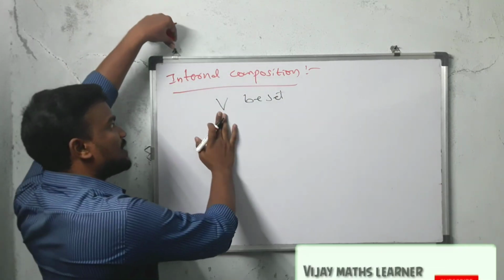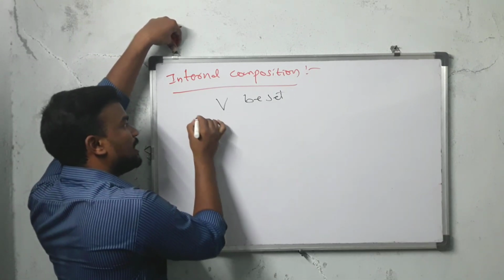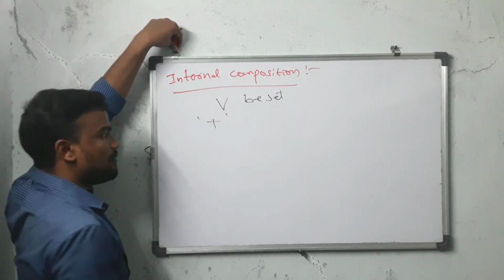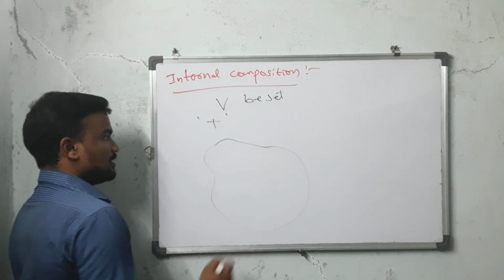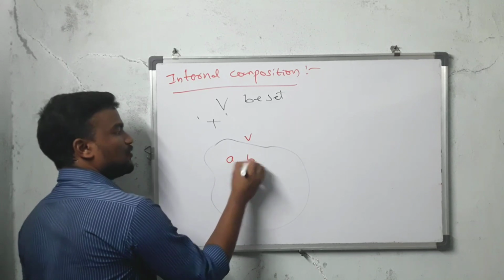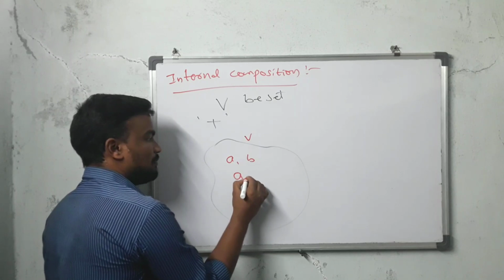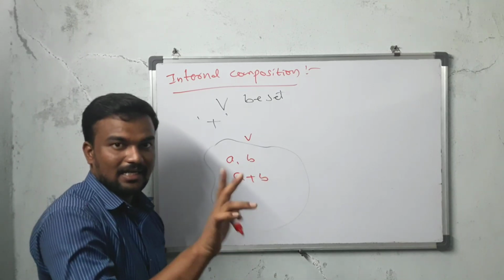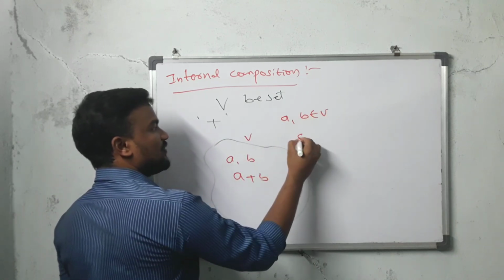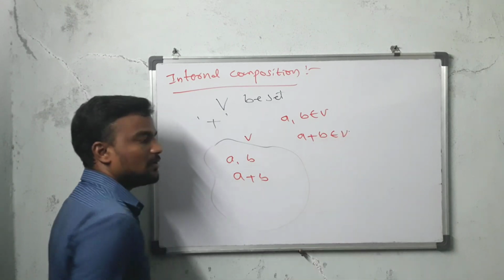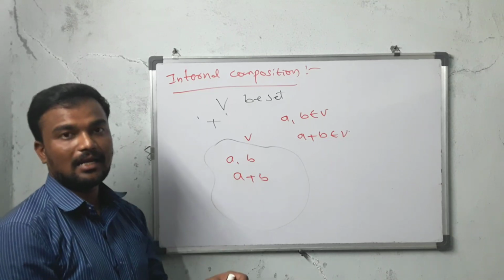But mathematically, for example, capital V is a set of vectors. Here I am taking plus as a binary operation. This is a complete set of vectors. If A, B are two vectors which belong to V, and I apply the binary operation between these two, A plus B, the addition of vectors is again a vector. So A plus B also belongs to V. Since addition of vectors is again a vector, it belongs to the vector set. It is called internal composition.